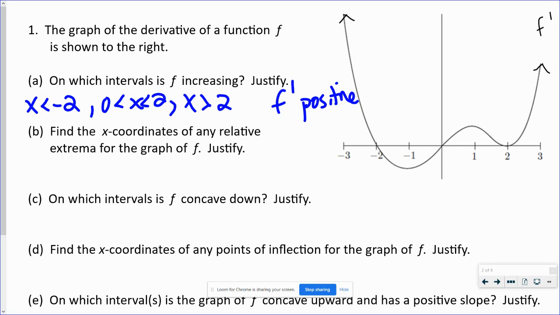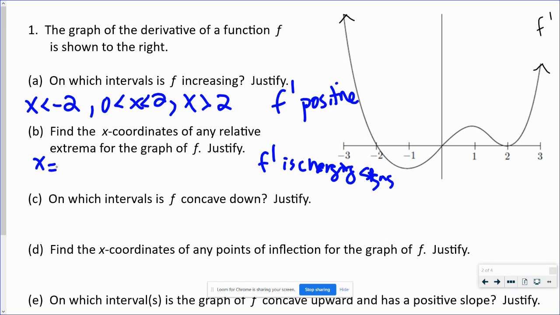Part B, find x-coordinates of any relative extrema for the graph of f and justify. So relative extrema, a relative max or min, occurs where f prime is changing sign. So I'm going to go ahead and write out my justification. Okay, f prime is changing signs. Part B, find the x-coordinates. So let's find them. Where do we have relative extrema?